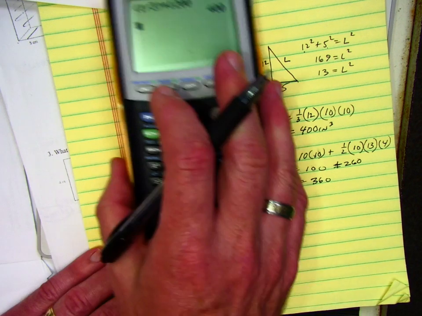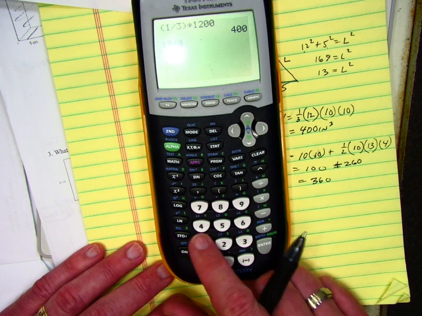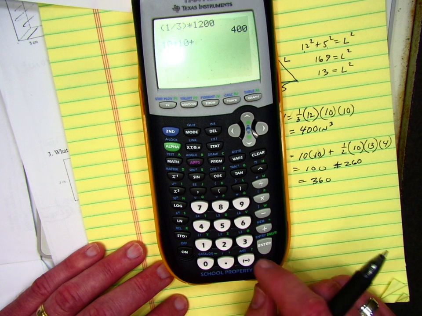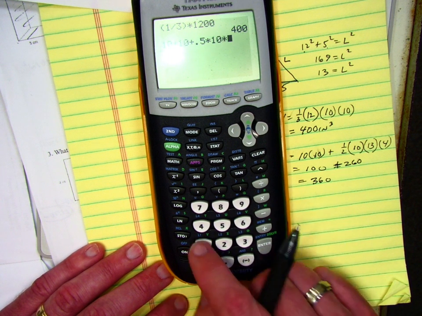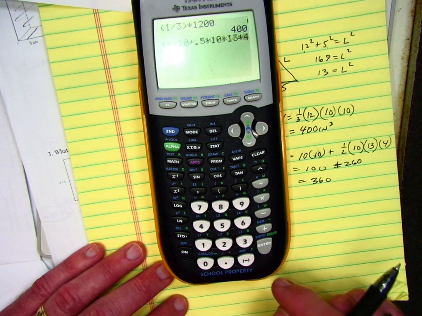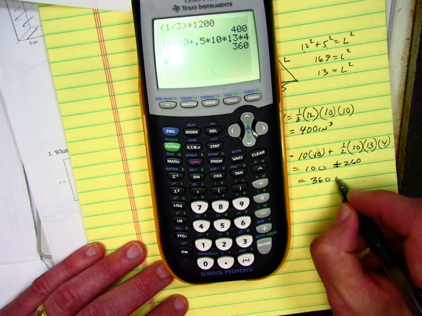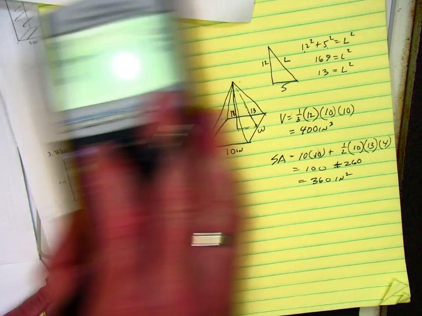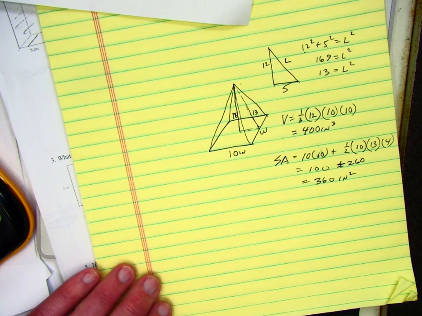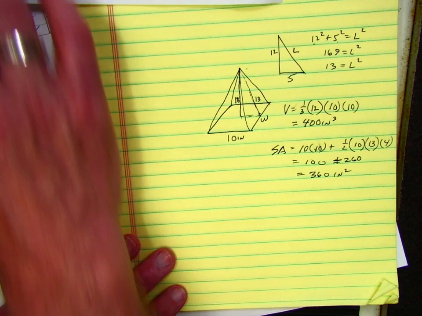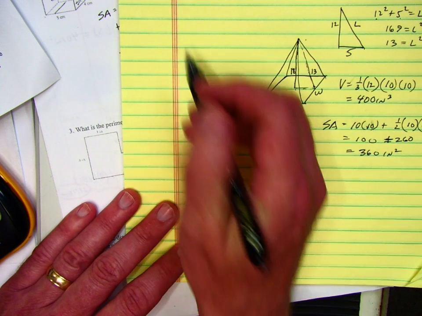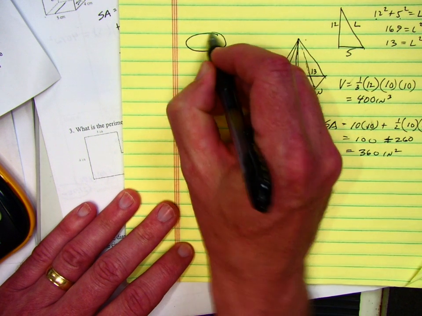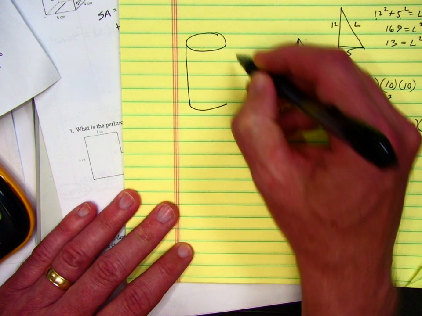Those of you that want to see it banged out on the calculator, it's 10 times 10 plus 0.5 times 10 times 13 times 4, and I get 360. In this case, that would be inches squared. Okay? All right, so I certainly hope this helps. If you want me to do a cylinder while we're at it, because we didn't do one or it was very quickly the other day, okay?